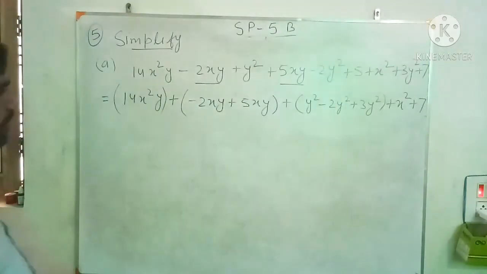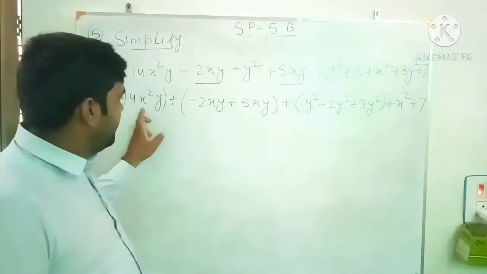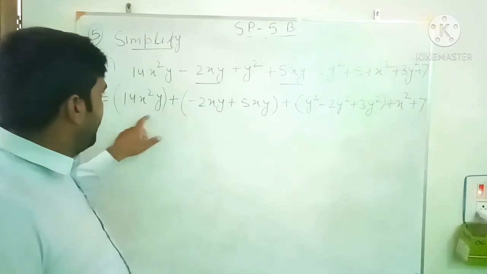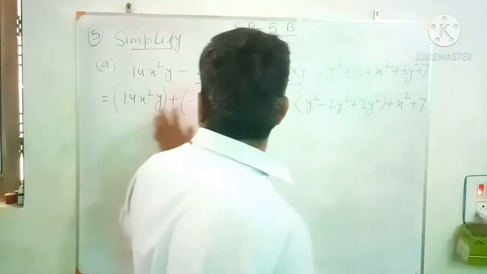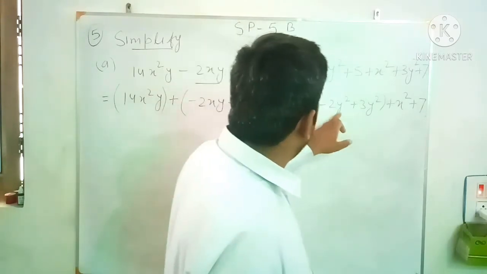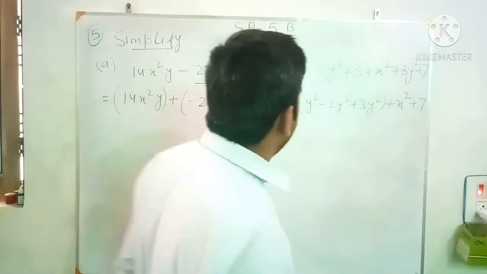Okay. Now see, are all the 9 terms intact? 1, 2, 3, 4, 5, 6, 1, 2, 3, 4, 5, 6, 7, 8. Not intact. Some terms are missing.